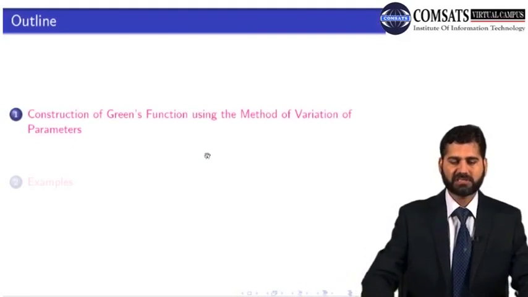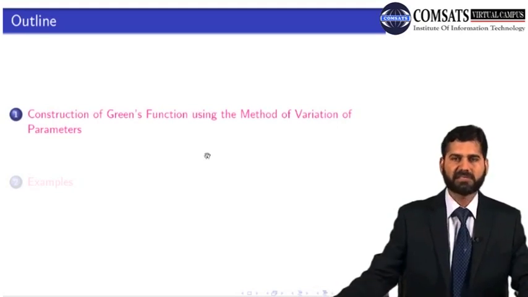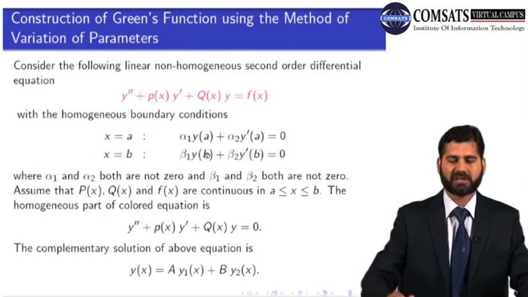If you remember, we have done 3 examples as well very thoroughly, and if you have gone through that lecture very carefully, you must know what we did with the Green's function. So we will continue with the Green's functions today, and we will use a slightly different method to construct the Green's function: the method of variation of parameters. Then we will see some examples. So let's start with the construction of Green's function using the method of variation of parameters.